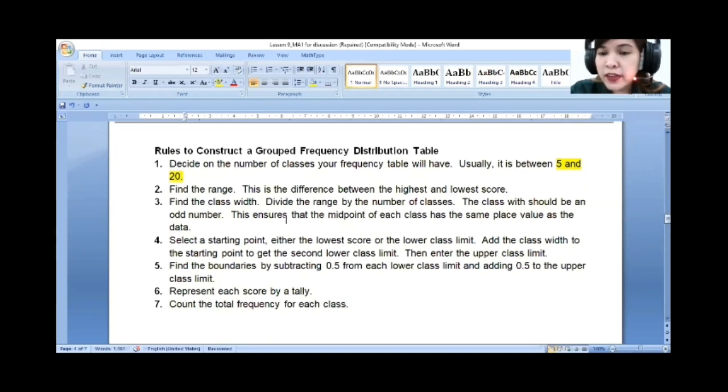Step 2, find the range. The range is the difference between the highest and the lowest score. So, if you have a raw data not yet sorted, you need to find the highest score and the lowest score. That's the range. Then, step 3, find the class width.